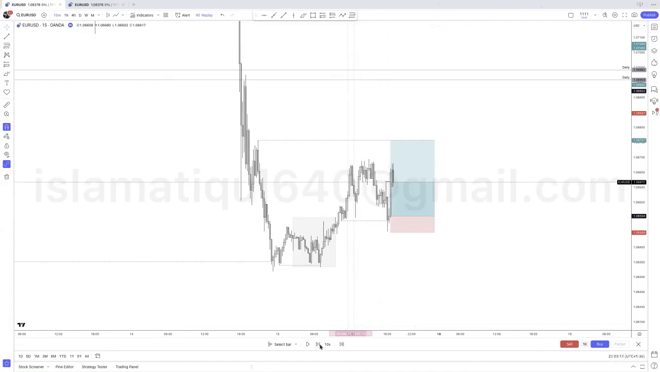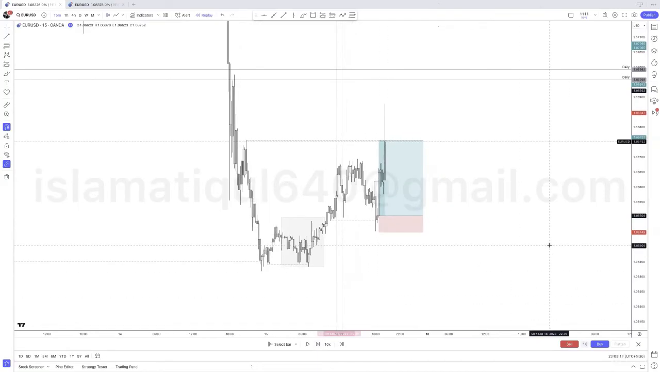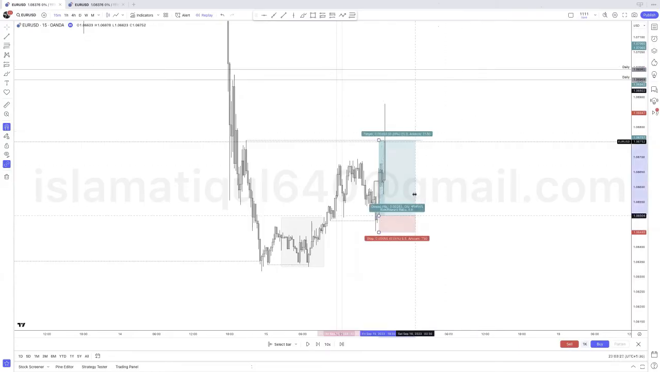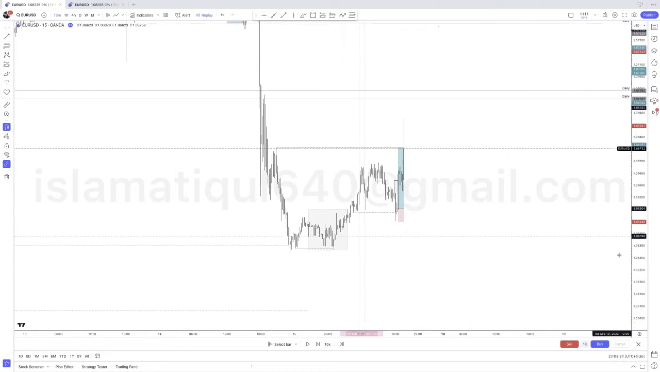And the time was also good, 1 hour after the open. Done. Can you see it? Done, just like that. So liquidity, that's a major confluence. So there it goes, right into the targets.